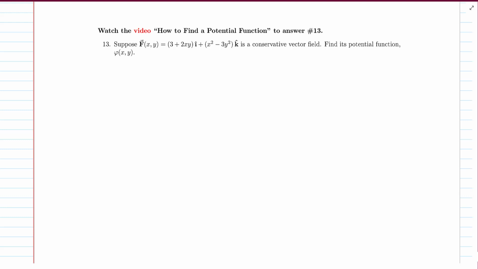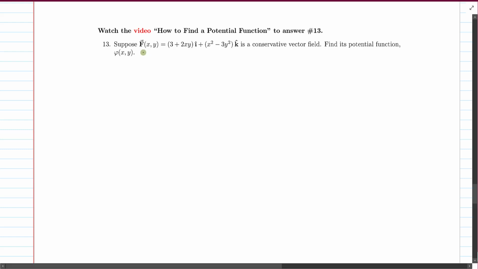Okay folks, this is our last pre-work video, and in this example what we're going to learn how to do is to construct the potential function based upon the given gradient field. So here we're told that our vector field f is a conservative vector field, and then we're asked to find the potential function phi of xy.